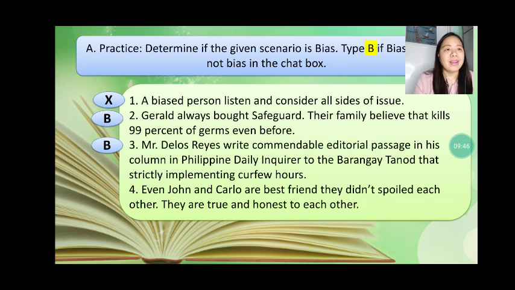Number 4, even if John and Carlo are best friends, they didn't spoil each other. They are true and honest to each other.